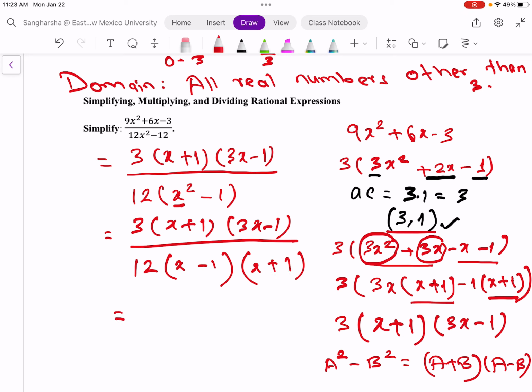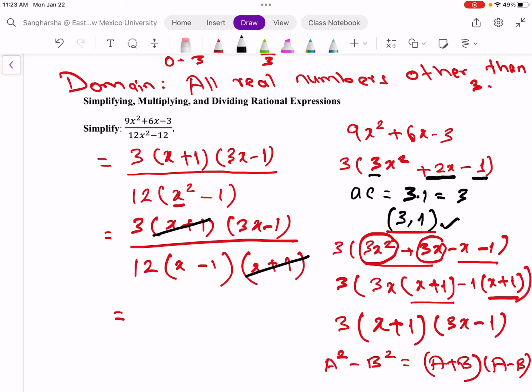So if you are asked to simplify the rational expression, you factorize completely the numerator and denominator. Then we look for the common factor in the numerator and denominator. And if we have a common factor, we can cancel that. So what is the common factor here? Okay, x plus 1 is the common factor, so you can cancel.